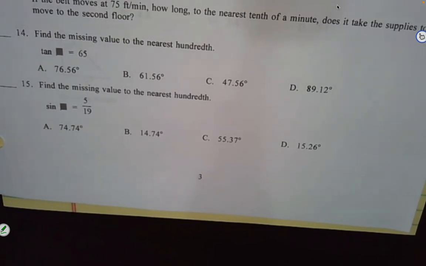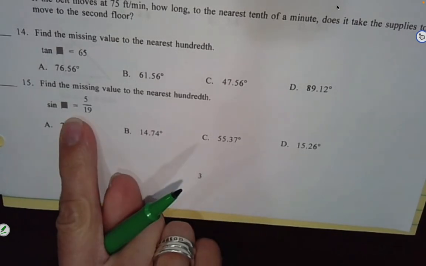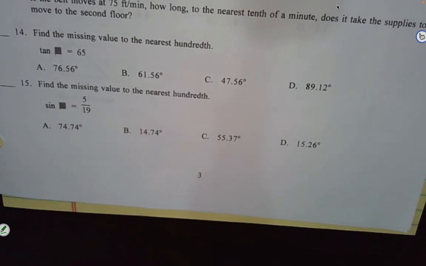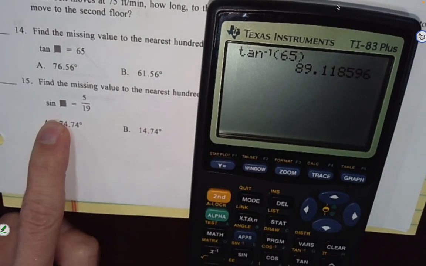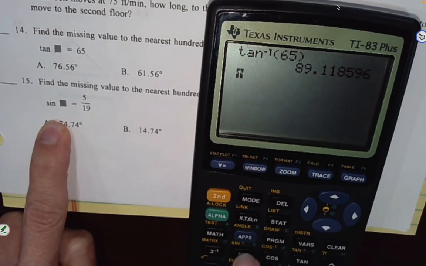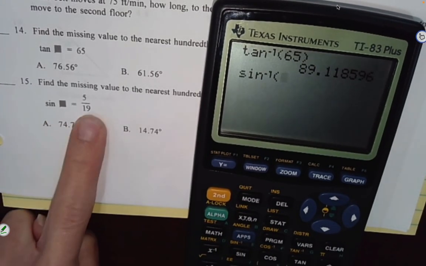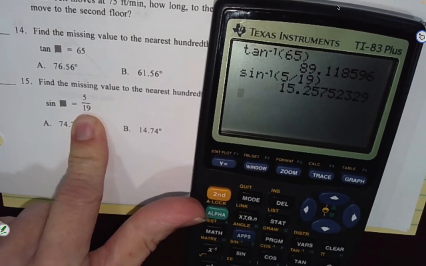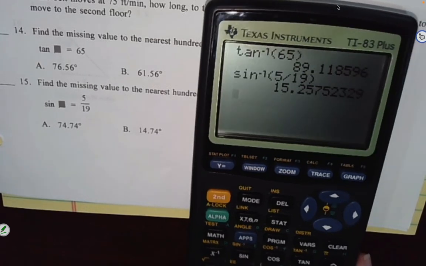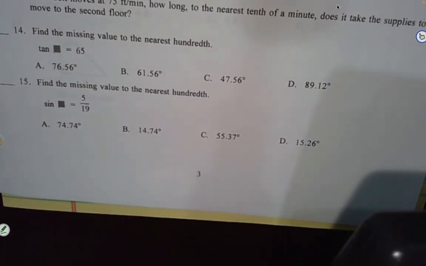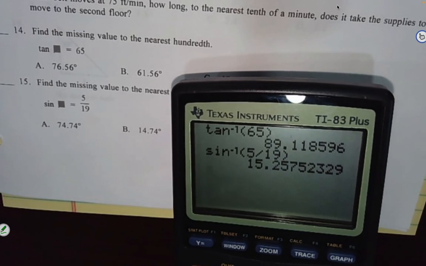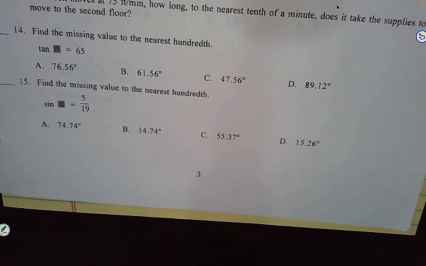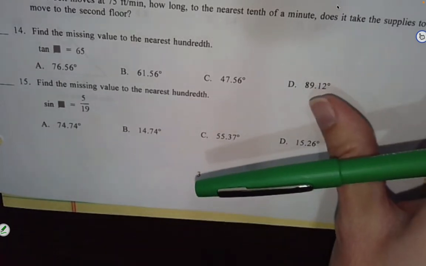15's the same way. Do we know how to do those? Yes. When you're trying to find the angle, you have to press second and type in that number. I'll do number 15. So 15 is the sine. You press the yellow second sine, that's sine inverse, and then you type in 5 divided by 19. That's going to tell me it's 15.26. There it is, D. Those are both D. The reason you have to do the inverse is because you're moving that sine function, or the tangent function, whatever it is.